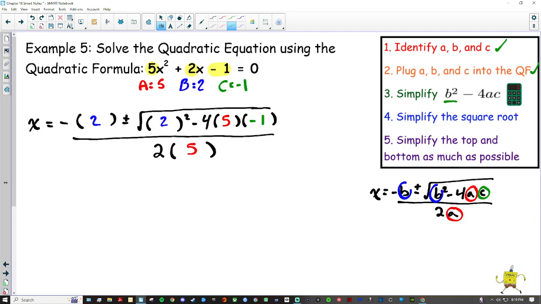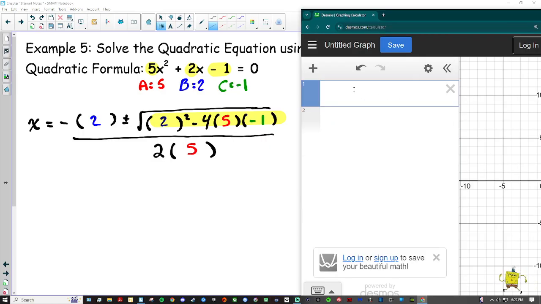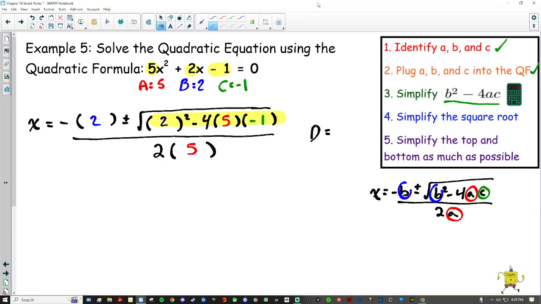Now it's time to simplify the discriminant. The discriminant is everything under the square root. That's everything on the inside. For short, we just call this D, the discriminant. D equals. And I'm going to do this just by plugging it in to Desmos. I'm going to pull up Desmos and plug all of this in. 2 to the power of 2 minus 4 times 5 times -1. When I plug all of that in, I get 24. So I'm going to write D equals 24. This is everything highlighted in yellow simplified.